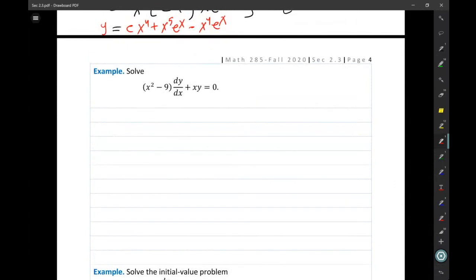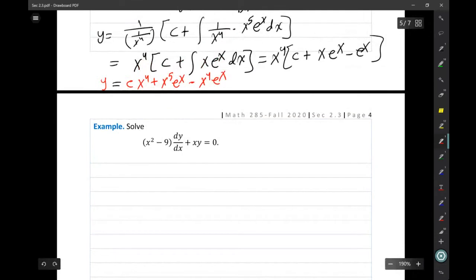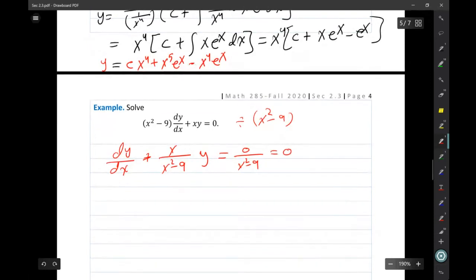Solve (x square minus 9) dy over dx plus xy is equal 0. Alright, very simple. Now divide both sides by x square minus 9. You will have the standard form dy by dx plus x by x square minus 9 times y is equal 0 by x square minus 9, which is here equal 0. So you will have p of x equal x over x square minus 9, and f of x is equal 0.